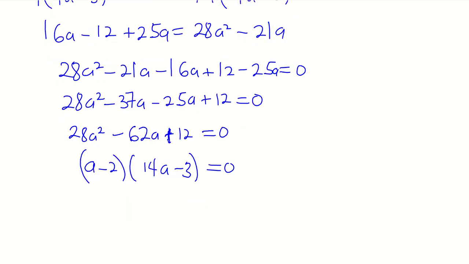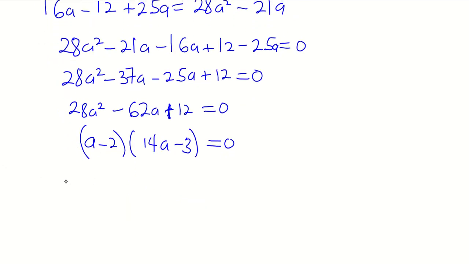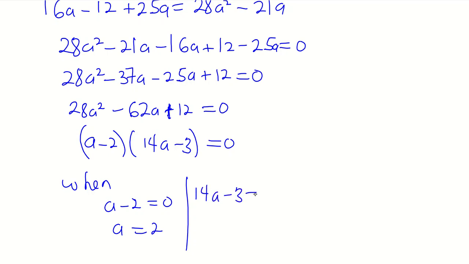Now we can find A by equating the factor A minus 2 to be equal to 0, and we have A here to be 2. In the same way, when 14A minus 3 is equal to 0, then 14A is equal to 3, which means our A value now is equal to 3 out of 14.